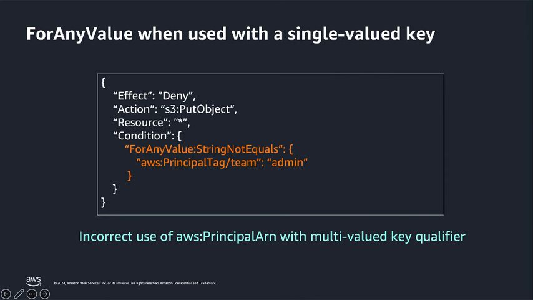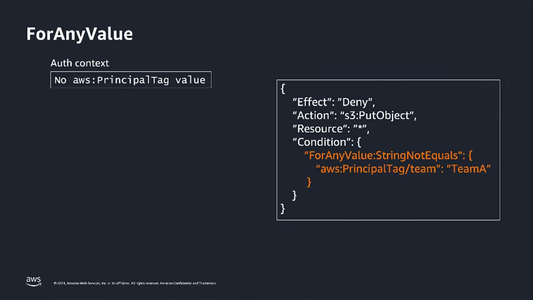Moving on to the other qualifier, for any value. The for any value qualifier should also only be used with multi-valued keys. This statement shows an incorrect use of the for any value condition key. Let's look at how that statement behaves for a request made by a principal without a team tag.